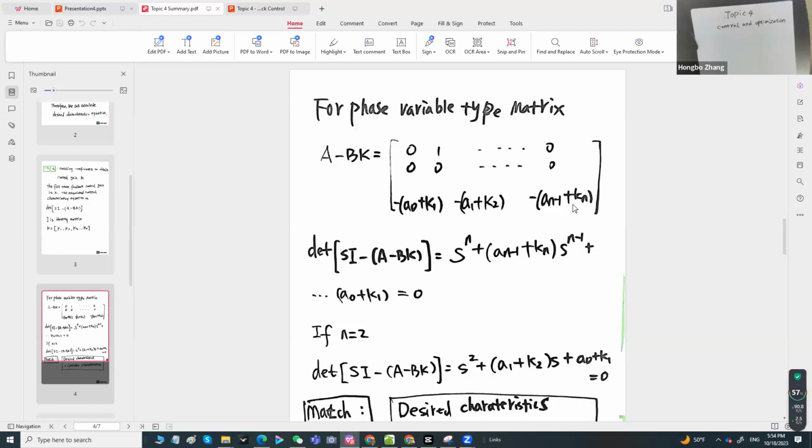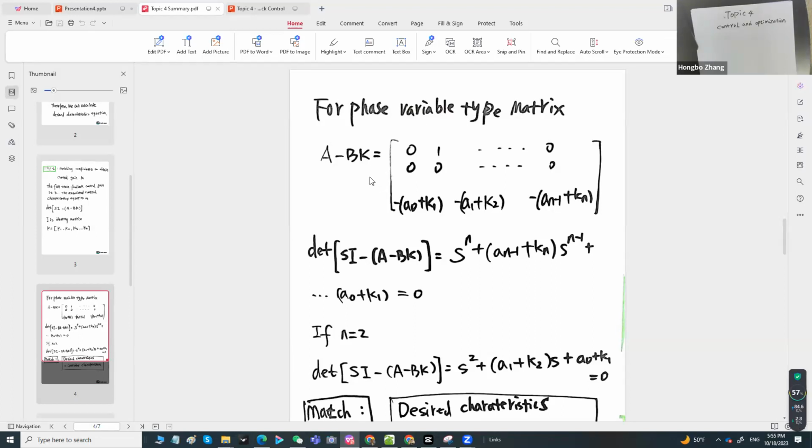We know phase variable is last row, right? Remember? For control, yeah, maybe it's the first row. It's the non-zero first row. Yeah, thank you guys, I appreciate it. Yes, first row, right? See, this stuff is all tied together.